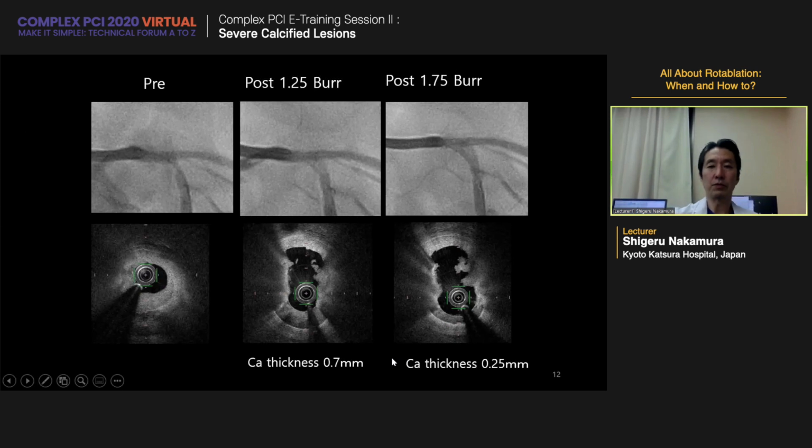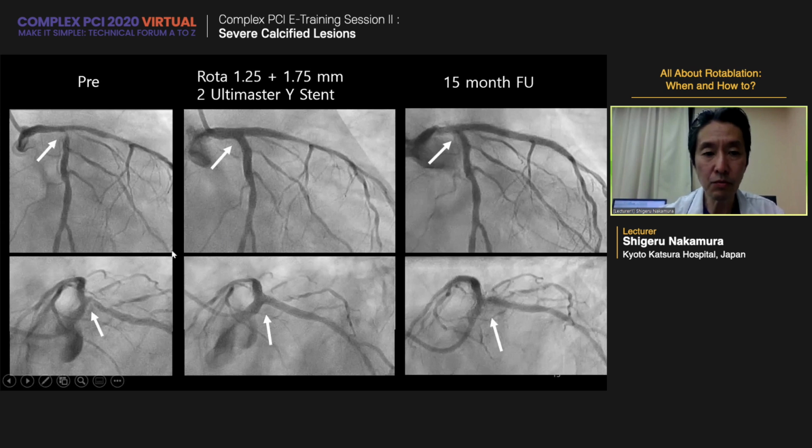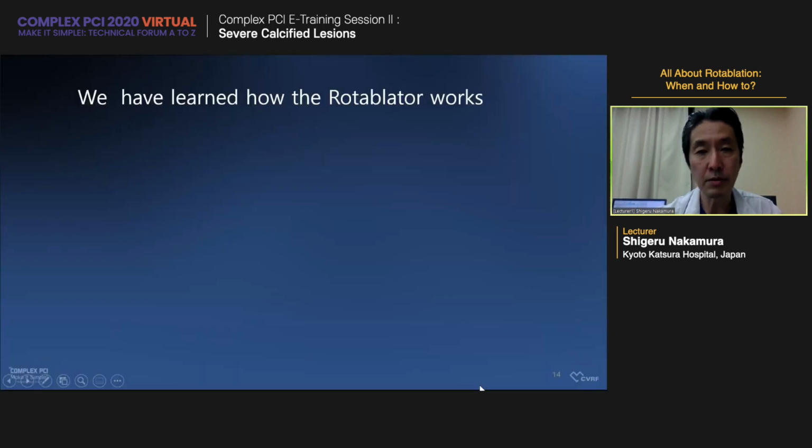When we compare the three pictures here, sometimes there is soft tissue on the calcium. From the beginning, we can see the calcium here. But after several cuts, we can see the clear cut of the calcium, and then we can do more ablation here. This is pre and post 2-stent, and this is a 15 months follow-up. There is some kind of proliferation, but no restenosis.